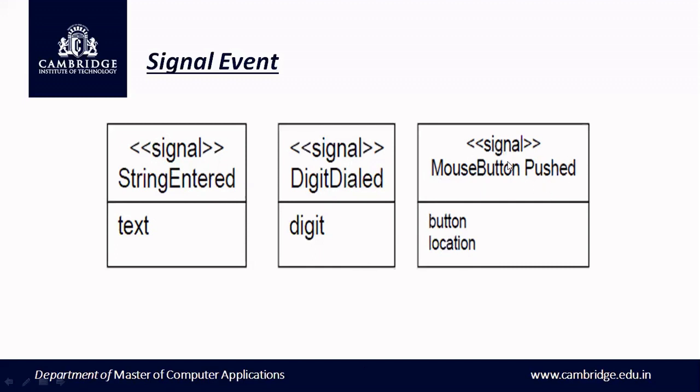Those are the two parameters or variables that we identify for this mouse button pushed signal. You can see in all these signal classes we have used the keyword signal, which is surrounded by the angular brackets, right? So that is about the signal event.